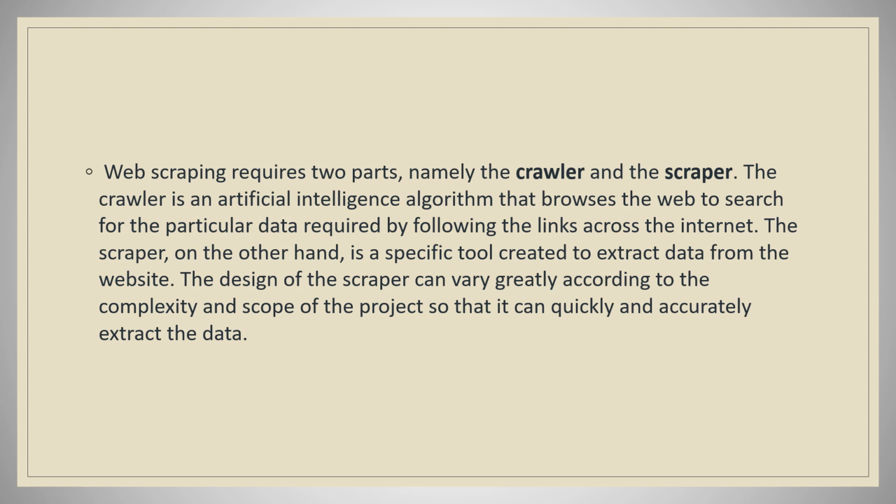Web scraping requires two parts, namely the crawler and the scraper. The crawler is an artificial intelligence algorithm that browses the web to search for the particular data required by following the links across the internet. The scraper, on the other hand, is a specific tool created to extract data from the website. The design of the scraper can vary greatly according to the complexity and scope of the project so that it can quickly and accurately extract the data.